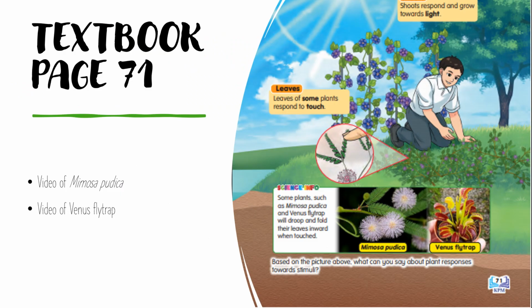Textbook page 71. Shoots. Shoots respond and grow towards light. Leaves. Leaves of some plants respond to touch. Science info. Some plants, such as Mimosa pudica and Venus flytrap, will droop and fold their leaves inward when touched. Based on the picture above, what can you say about plant responses towards stimuli?